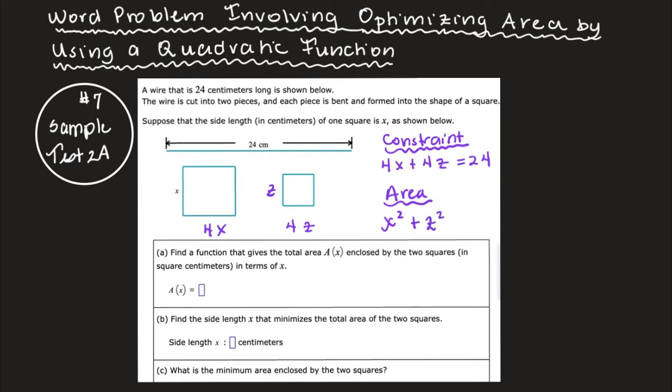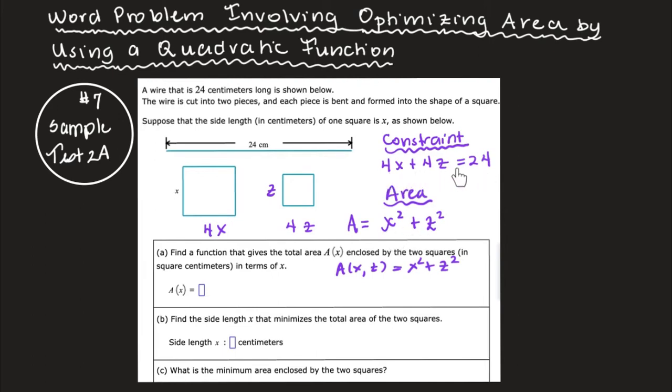So now I have a formula for area, but we notice that our formula for area has 2 variables, x and z, and our problem asks to find a function that gives the total area A of x. In other words, it's not A of x and z, where A of x and z is equal to x squared plus z squared. That's true. That's the formula for the area. However, they're asking us to give the formula in terms of 1 variable. So how do we do that? How do we change this so that it only has x's in it? Well, that's where we use the constraint.